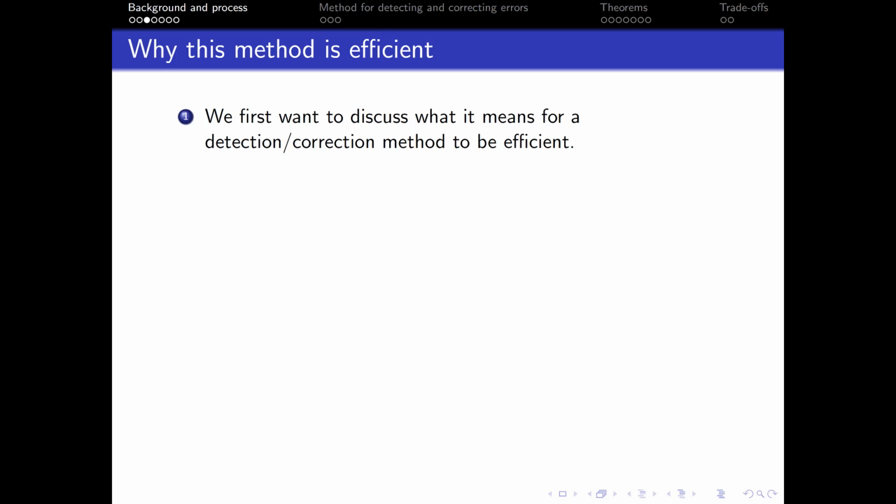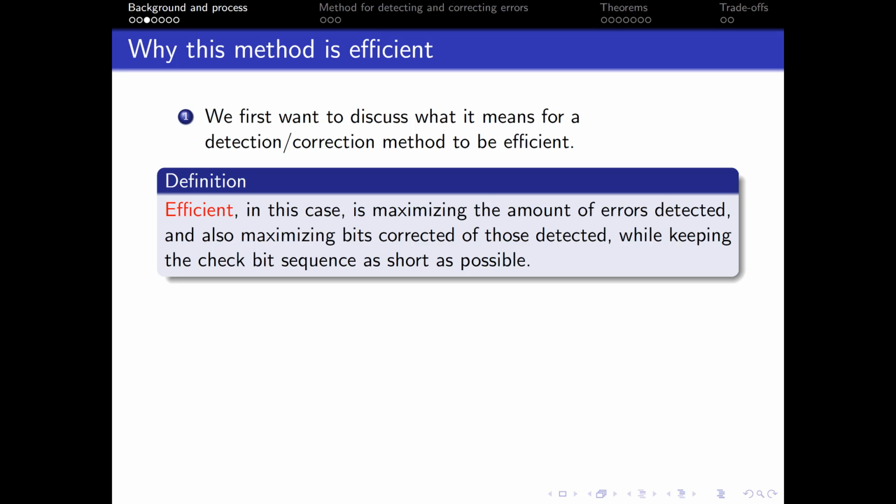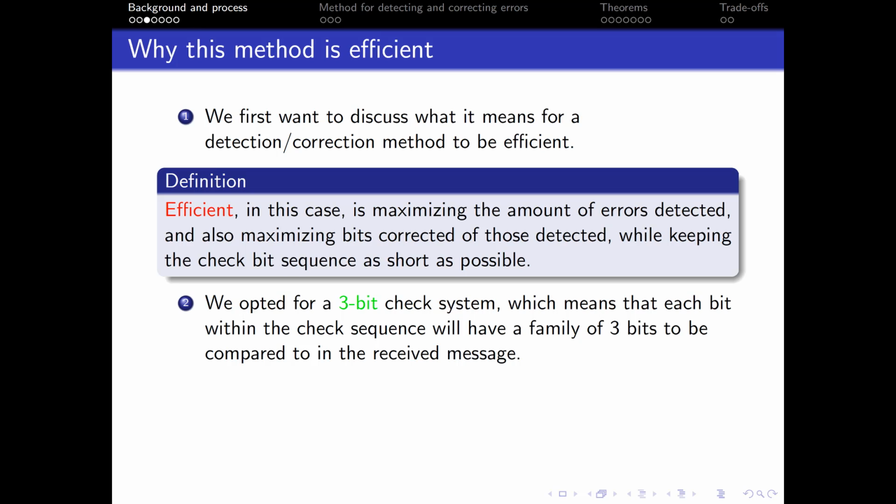First, we need to define what it means for a detection or correction method to be efficient. Efficient in this case would be maximizing the amount of errors detected and corrected of the detected ones while keeping the check bit sequence as short as possible. In our case, we focused on making sure that we had the most correction possible. We could have gone a little shorter with the same amount of detection, but with less correction. We opted for a 3-bit check system, as said before.